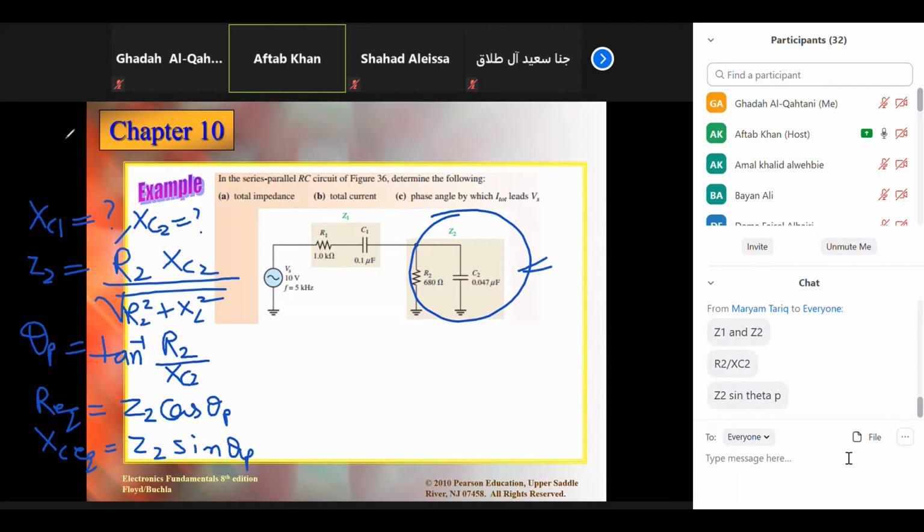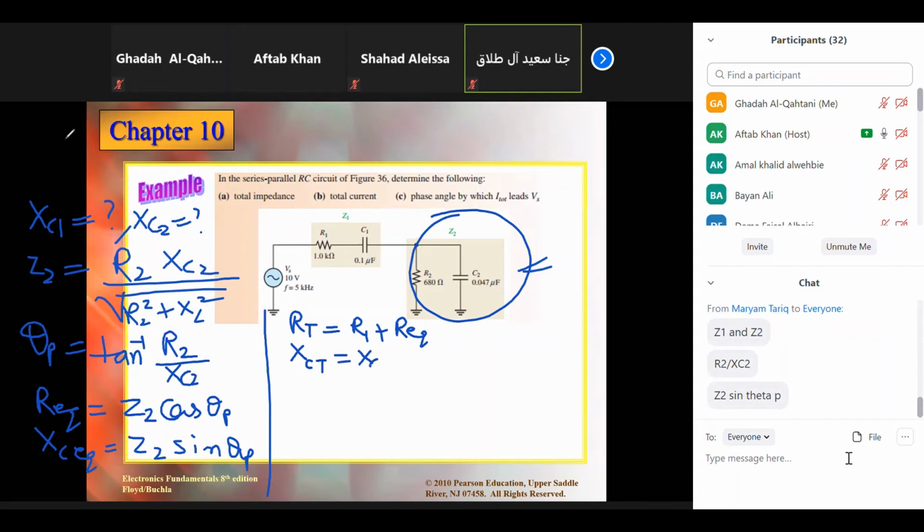Yeah, so after getting this one, now I know the series equivalent of the given parallel. So my circuit will look like that, which I drew previously, right? I am not drawing that again. So now the time is to calculate the total resistance and total reactance. So total, let's say RT, R1 plus R equivalent. Similarly, XCT, total reactance, XC1 plus XC equivalent.